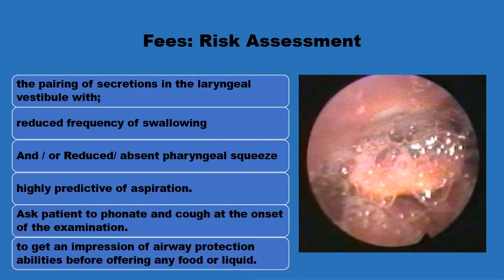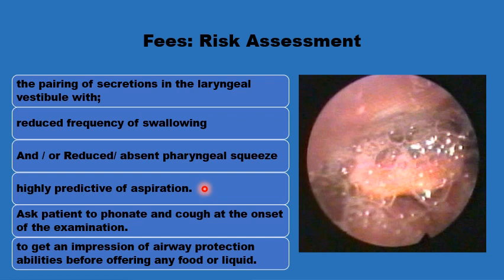At first, do no harm. The very beginning of the procedure is a risk assessment of aspiration before introducing any colored food or drink. If there is any pooling of secretions or saliva in the hypopharynx, particularly if this is combined with either a reduced frequency of swallowing, a reduced or absent pharyngeal squeeze (contraction of the pharyngeal muscles), or a reduced sensation in the aryepiglottic fold or the larynx, then these factors are highly predictive of aspiration.